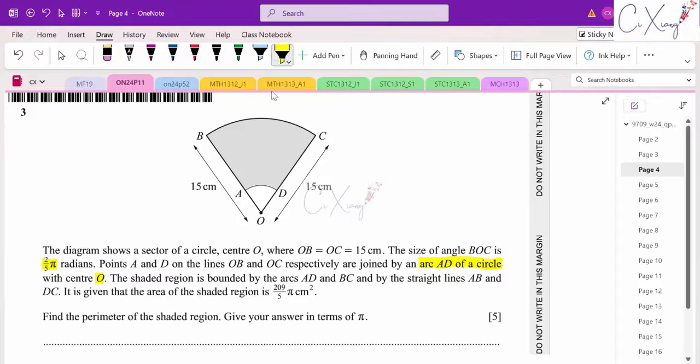Okay, so from this particular question, they give us a lot of information here. Finally, they want us to find the perimeter of the shaded region. Okay, so before we can find the perimeter, maybe we have to use this particular information to get something useful. So here they are saying that the area of the shaded region is 209 pi over 5. This is what we are given in the question. So maybe you can start from here. We are given that the shaded area is equal to this particular value.